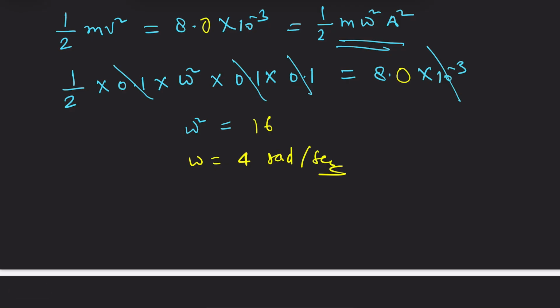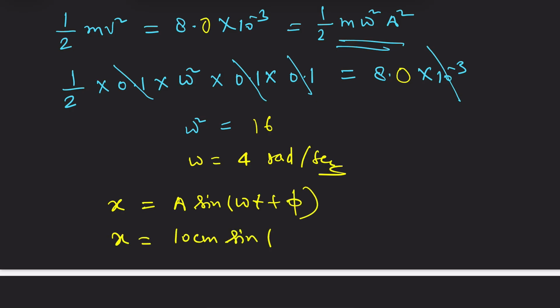So x is equal to what, guys? A sine omega t plus phi. So x is equal to 10 centimeter sine 4t plus pi by 4, because the initial phase constant is given as pi by 4. So this would be the answer, okay.